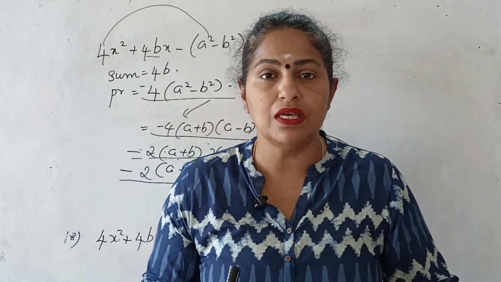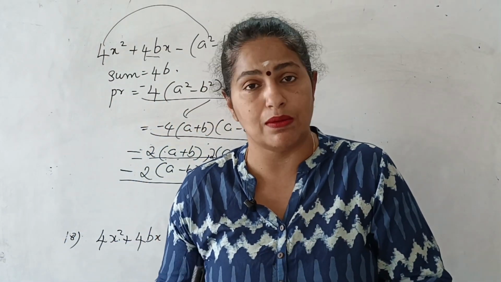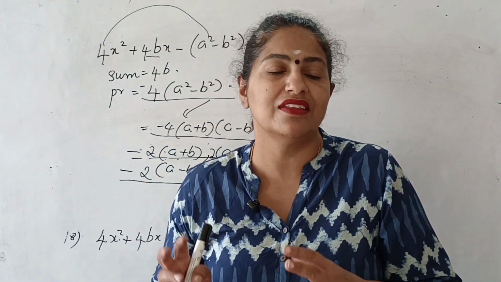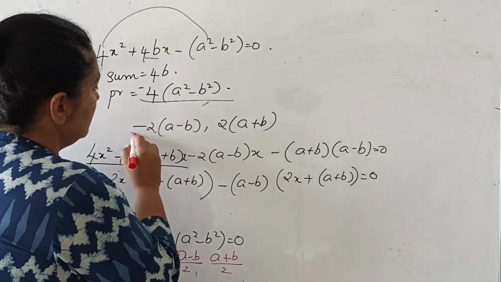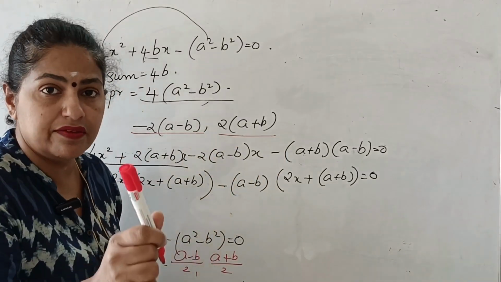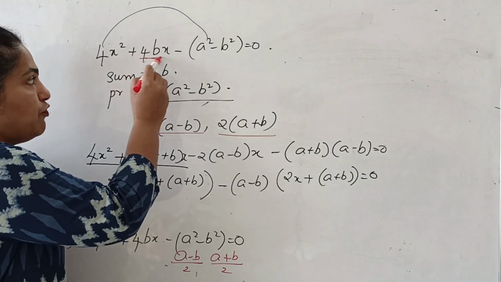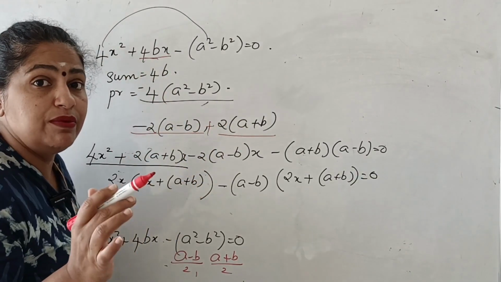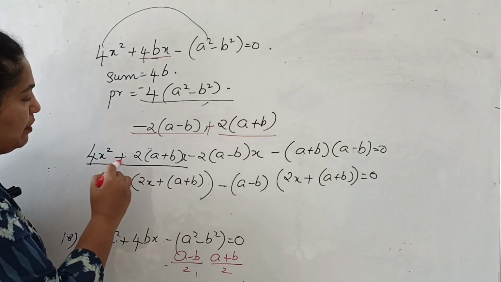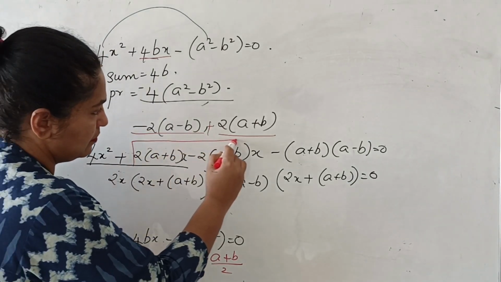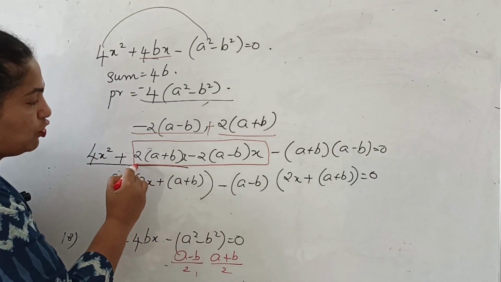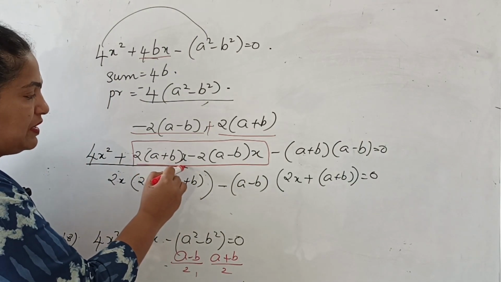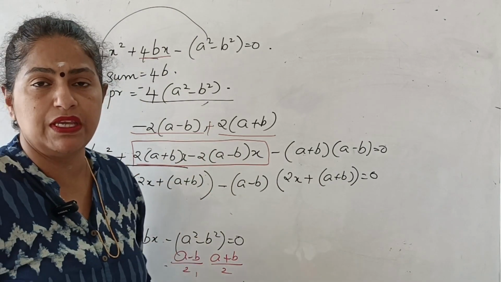Now let me split the middle term using these two terms. These are the two factors that we identified. I am splitting 4b using these two factors. The sum of them gave me 4b. We checked it. So I am writing 4b as this. 4bx became 2 into a plus b into x minus 2 into a minus b into x.